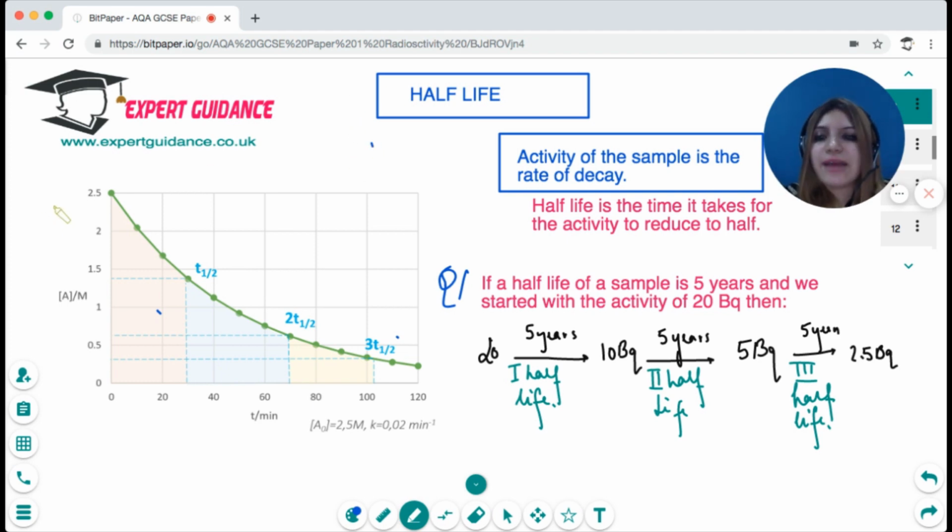Now, in the exam, they can give you a graph and then ask you to find the half-life. Now, how will you find the half-life from this graph? You can see the maximum activity is 2.5. So, half of this is 1.25.